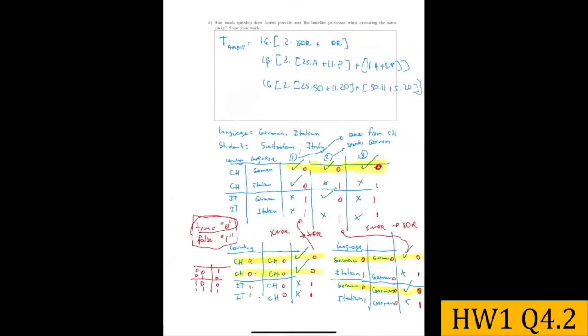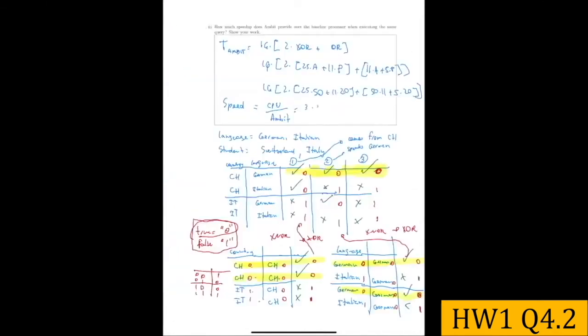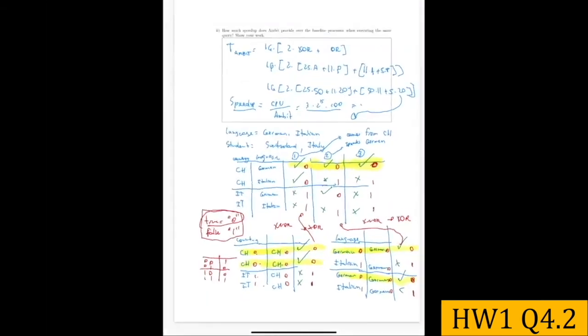Okay, so the speed up is going to be the time that it takes to execute on the CPU divided by the time that it takes to execute on Ambit. The time to execute on the CPU we figured out in the prior question is 3 times 2 to the 15 times 100 cycles. And for Ambit is what we just had over here, is this latency over here. So this is going to give you the speed up. So it's pretty much this.